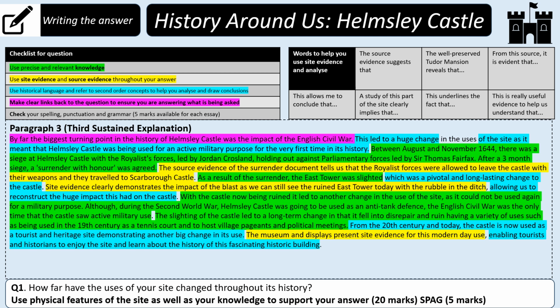With the castle now being ruined, it led to another change in the use of the site, as it could not be used again for a military purpose. Although during the Second World War, Helmsley Castle was going to be used as an anti-tank defence, the English Civil War was the only time the castle saw active military use.